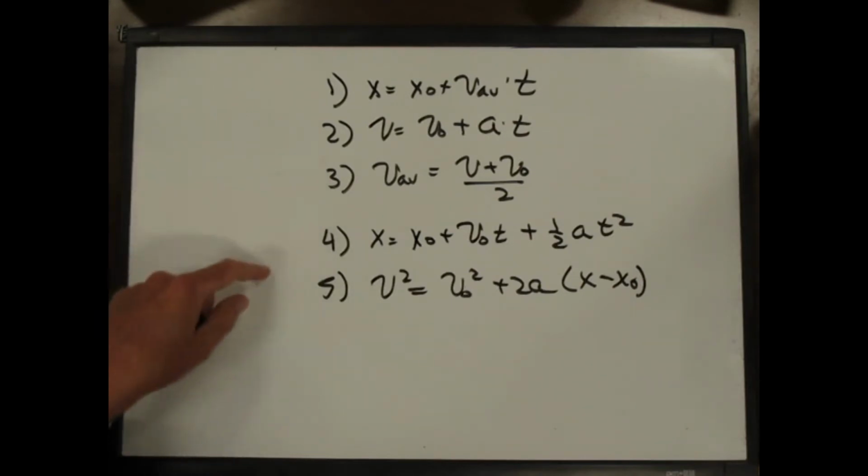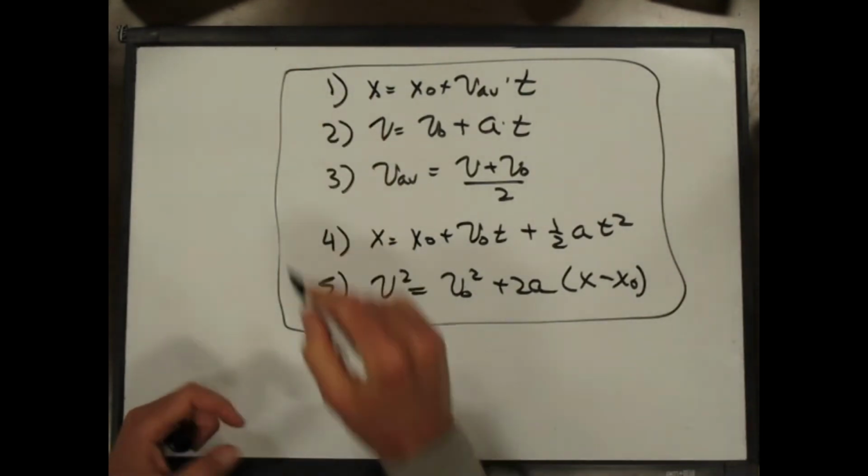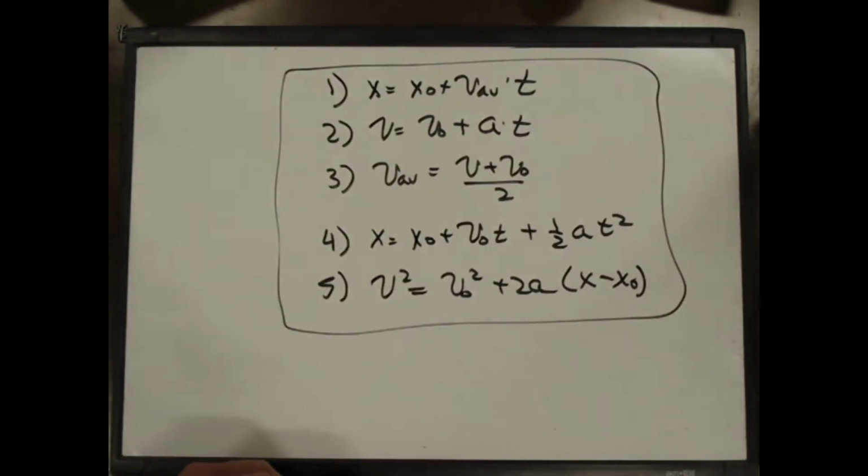These are the 5 basic equations for kinematics, and they're what we'll use. You should have them written on a sheet of paper. They're on your equation sheet, and you should get comfortable using them to solve various types of problems.